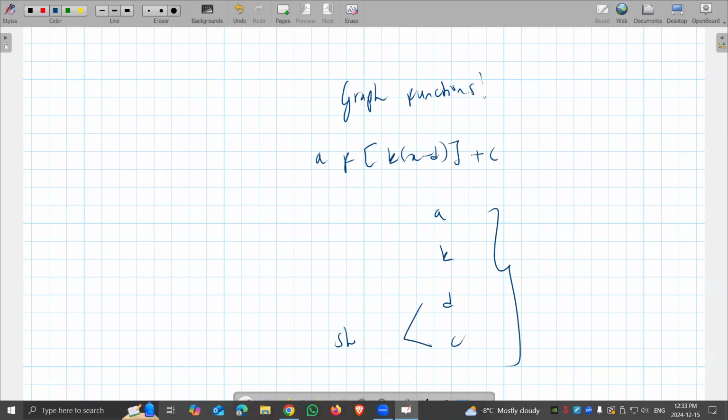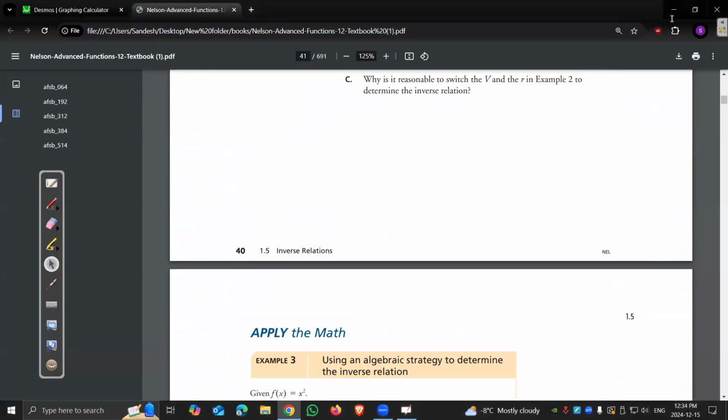These are shifts. These are stretches or compressions, right? And you just have to figure it out for each individual function. We've done this many times in the past, so you can have a look at those. We're not going to do them again.